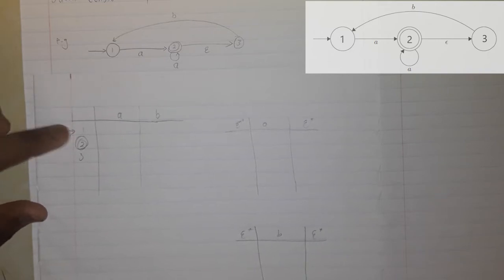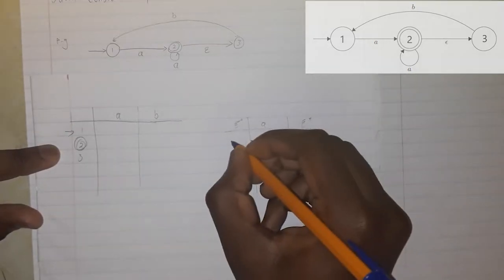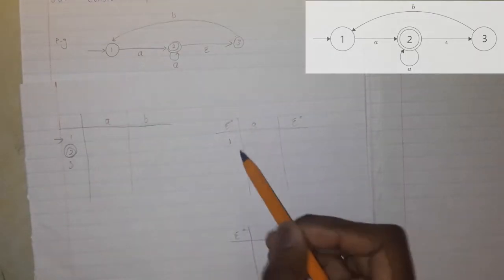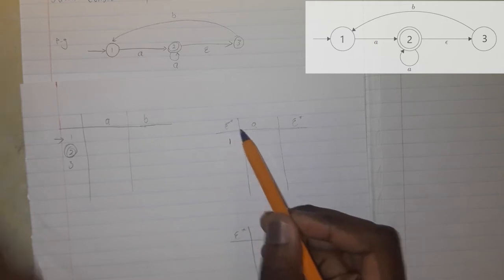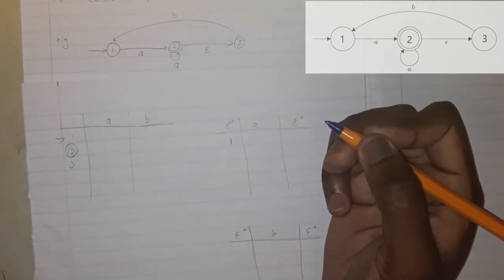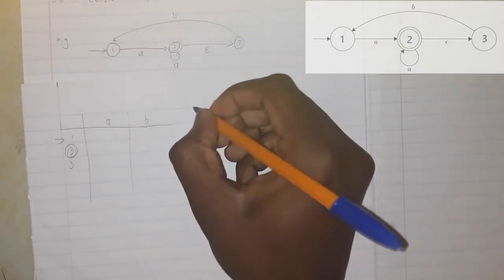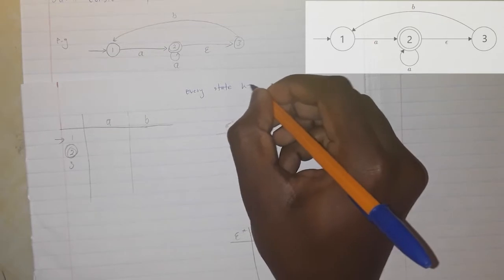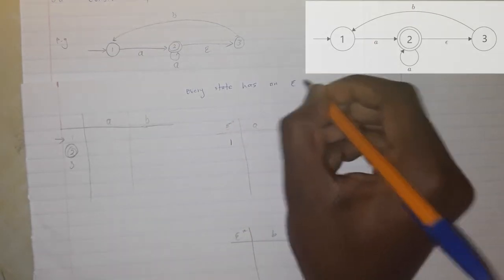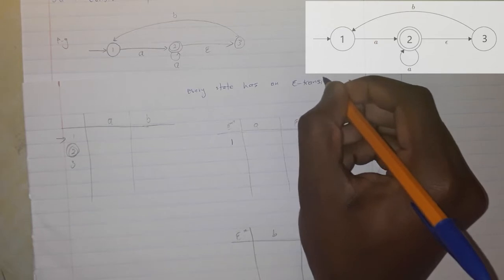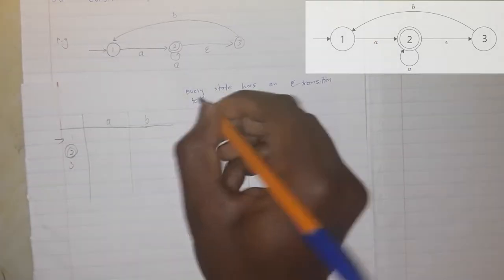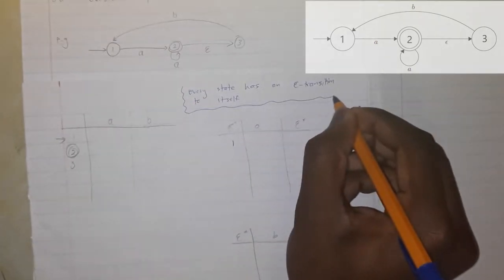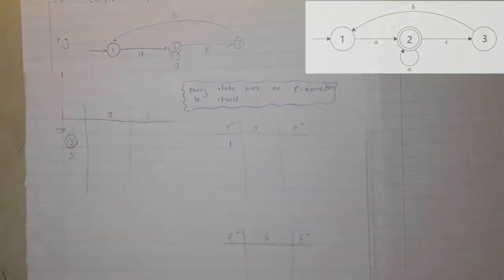Right. So we'll start with the start state. So the start state, which is this one, has an E transition. So the basic rule for here is that, so let's write right here. Every state has an E transition to itself. So this is like the golden rule, if you will.